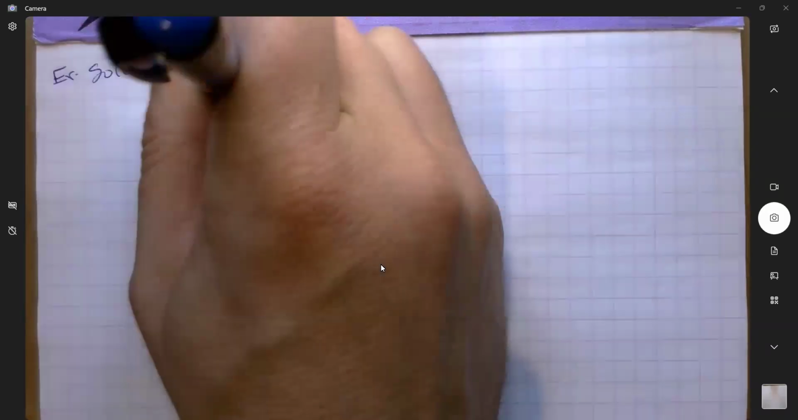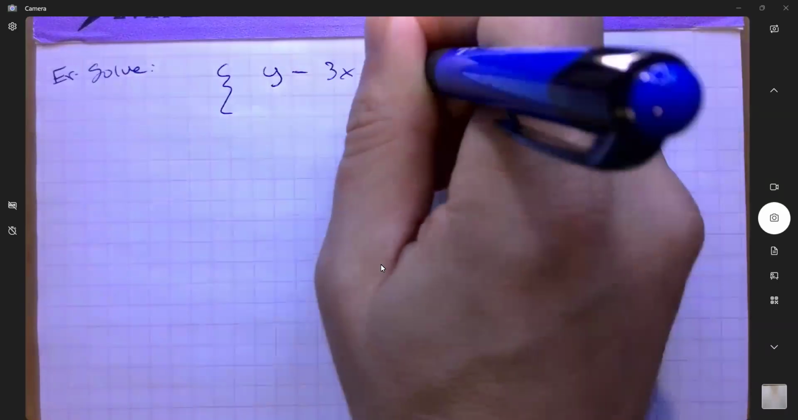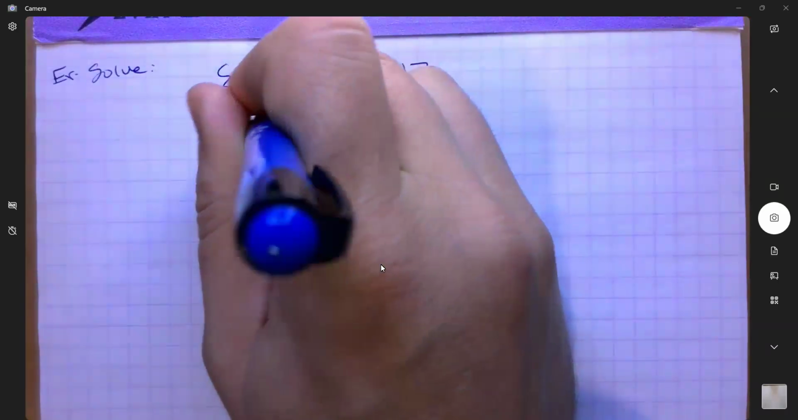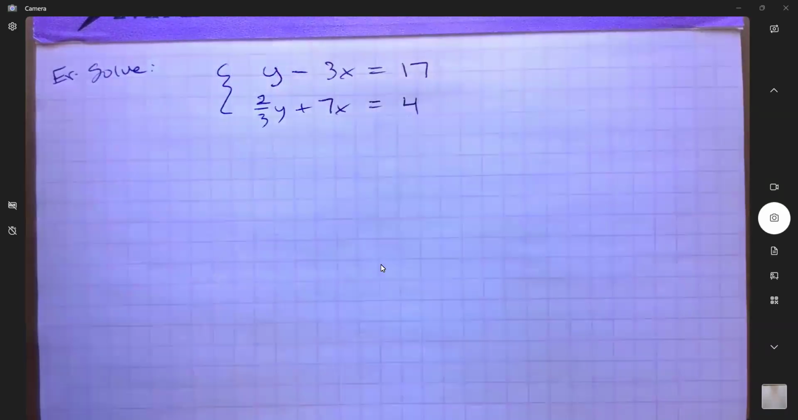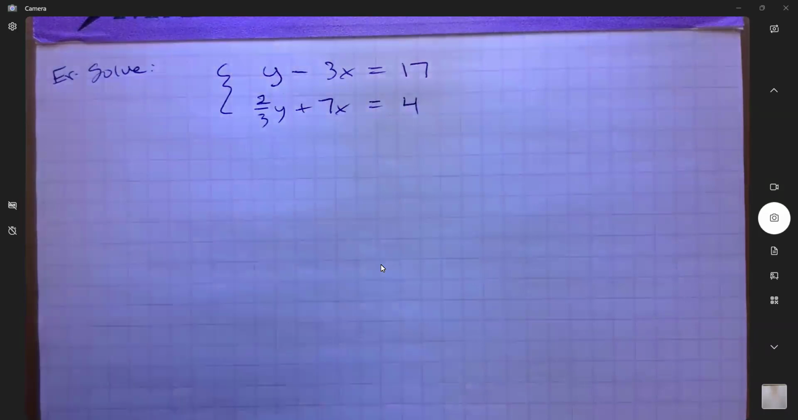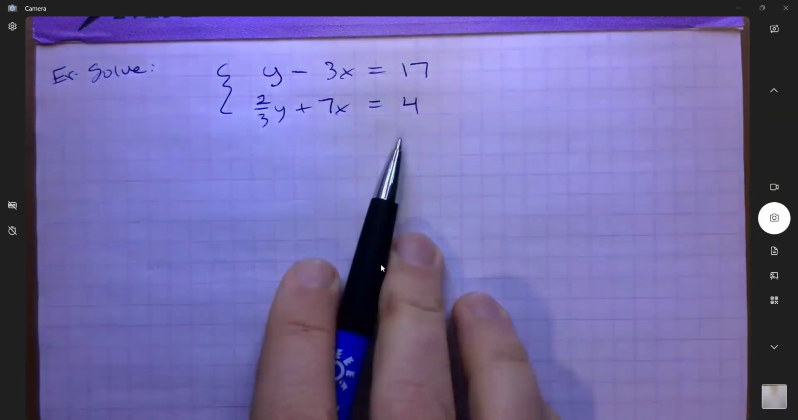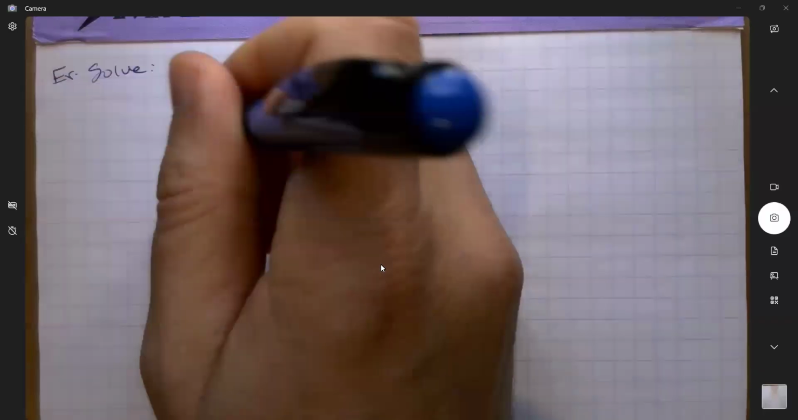Let's solve y minus 3x equals 17 and 2/3 y plus 7x equals 4. Now, I could add these two equations together, but it would not eliminate any of my variables. So it wouldn't give me a simple equation. Let's just try it just for fun.